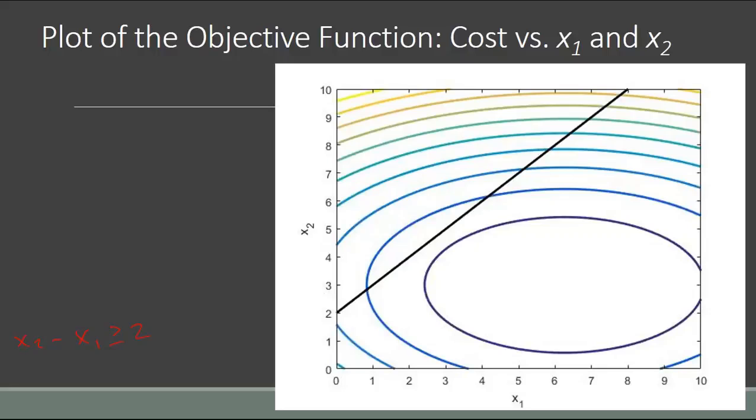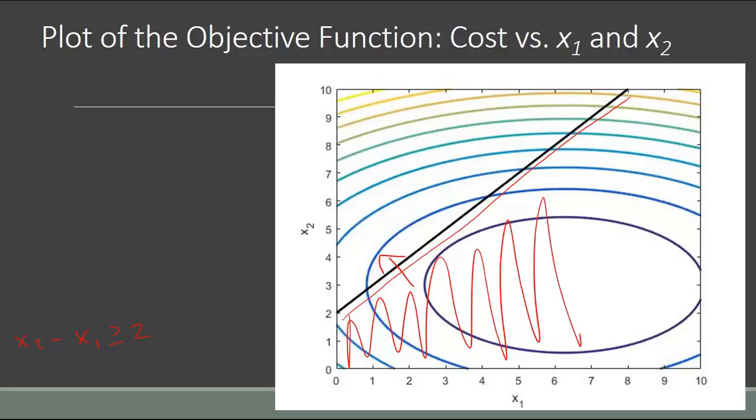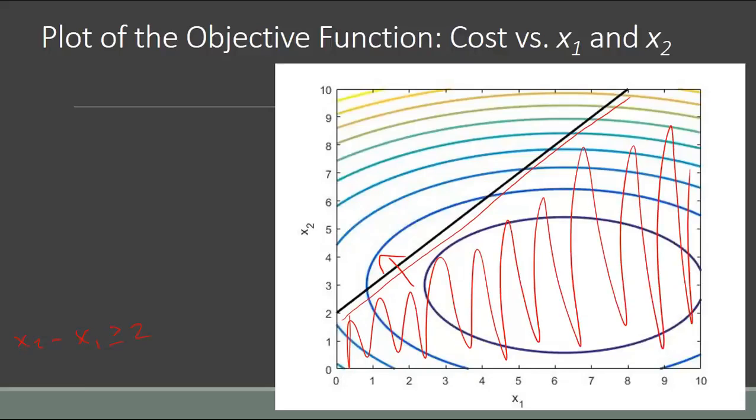So this line represents x1 minus x2 being equal to 2, but we have to be greater, so we have to be on this side of the line, which rules out any of this space. So this space is called the infeasible region. So you notice that our optimal point previously was right about here, and now that's no longer in our feasible region, so now we have to find a new optimal point that's in the feasible region.